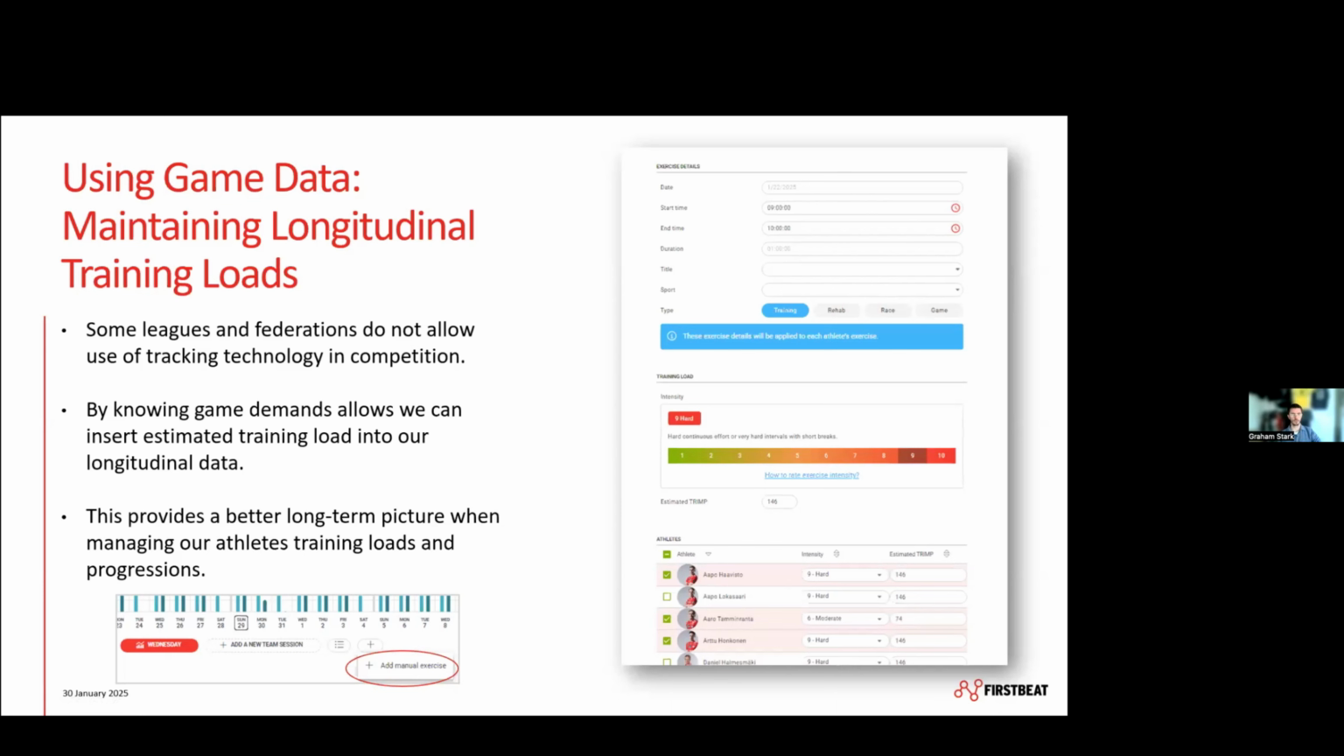The manual exercise feature, as you can see in the screenshot on the right, allows you to tailor it by individual. If you know their actual game values, you can overtype the estimated TRIMPs shown in the right-hand column at the bottom of that screenshot. Or if you don't, you can still take an estimate by using an RPE-based 1 to 10 scale and the durations, and then it will calculate that for you as is shown there.